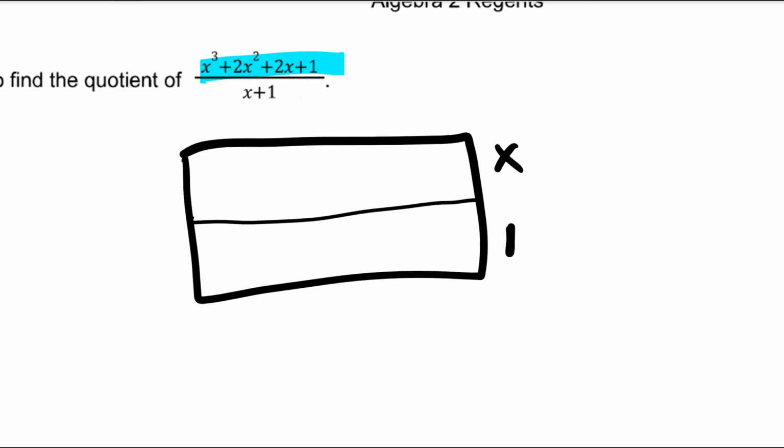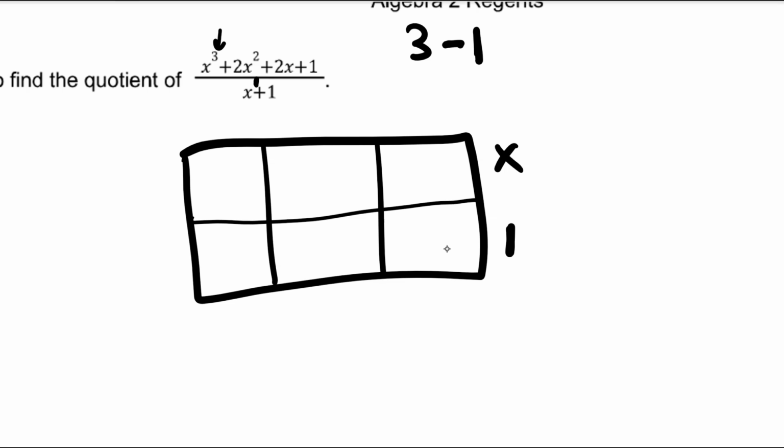So if you're unsure of how many vertical pieces to draw in your boxes, you could look at the degree of the top. Remember, that's just the highest exponent you see there. So that's a degree 3. And I've got a degree 1 polynomial on the bottom. So if I subtract the degree of the bottom from the degree of the top, that will tell me how many of those vertical pieces to draw when I'm setting up my boxes.